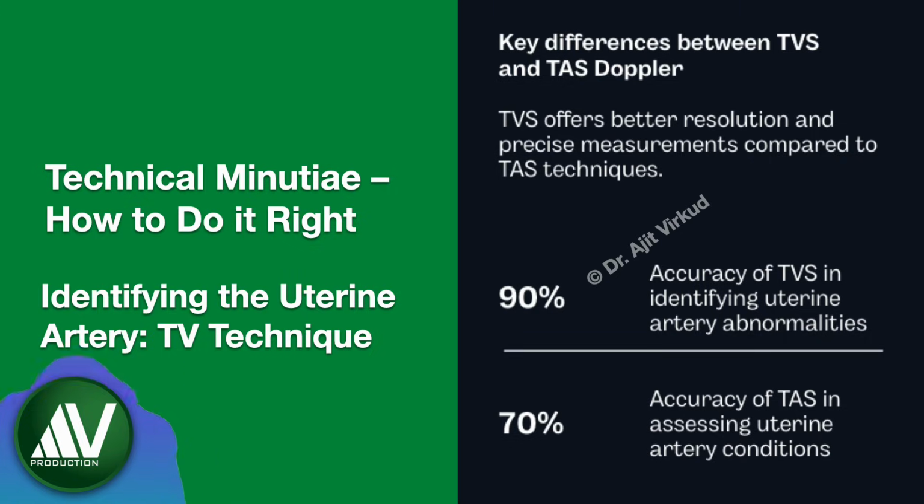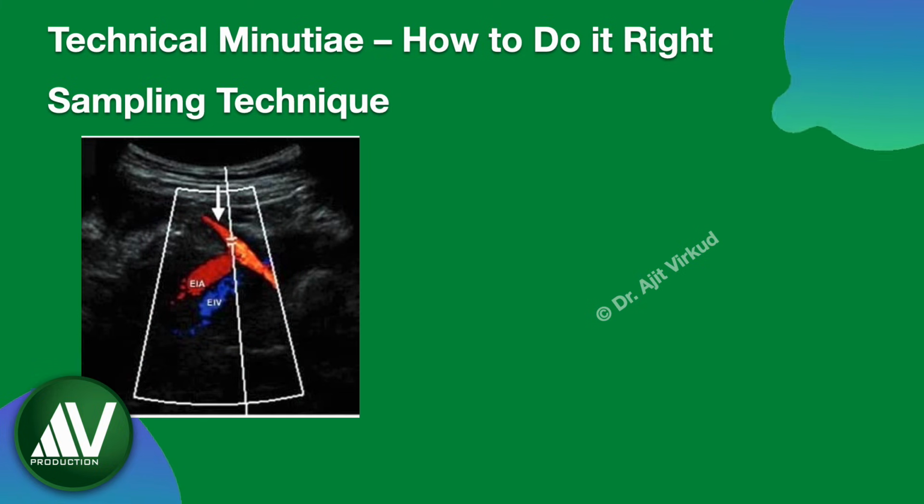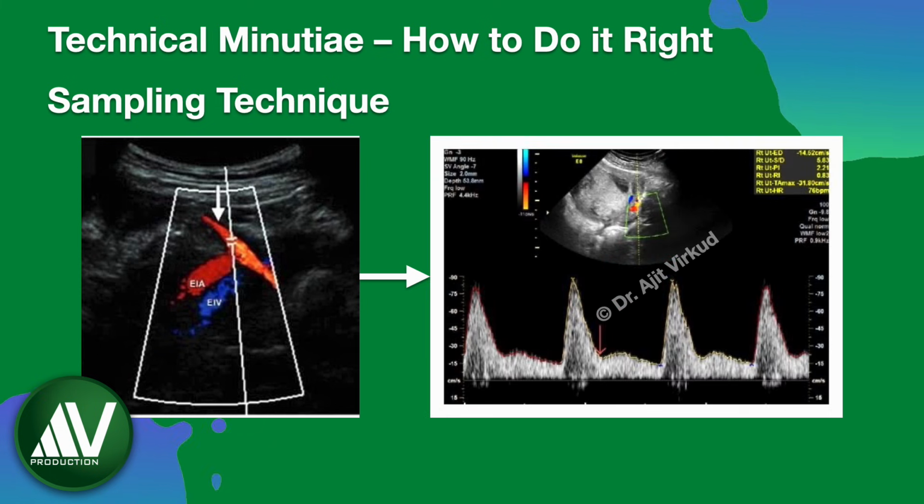patients, and retroverted uterus. Precise sampling technique is as follows: sample gate 2 millimeters, angle of insonation less than 30 degrees, never exceed 60 degrees, wall filter low, gain just below noise level. Ask the patient to hold a breath during Doppler waveform study. Obtain at least 3 identical waveforms.